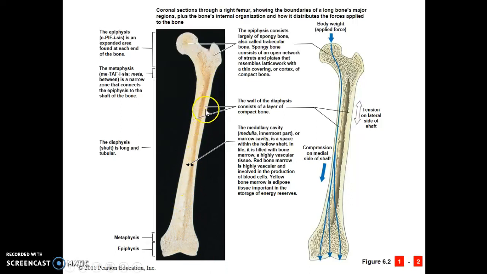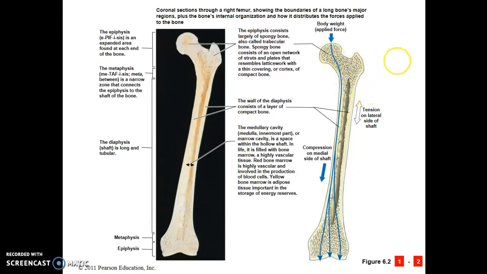The walls of this shaft are made of compact bone, and it is lined with spongy bone. The epiphyses have spongy bone. Spongy bone is also called cancellous bone or trabecular bone. Spongy bone is more sponge-like. It has more openings, and this is where the red bone marrow is, in the spongy bone.